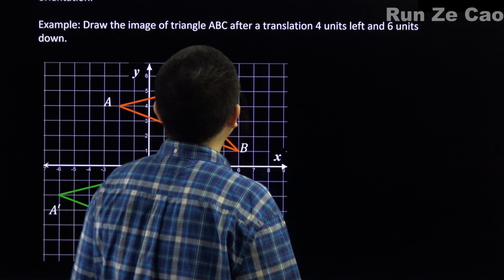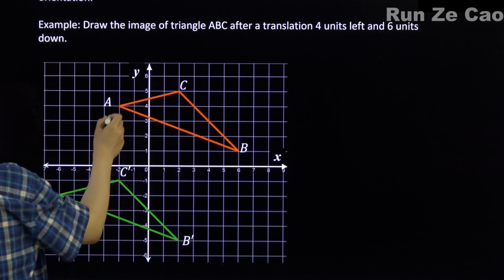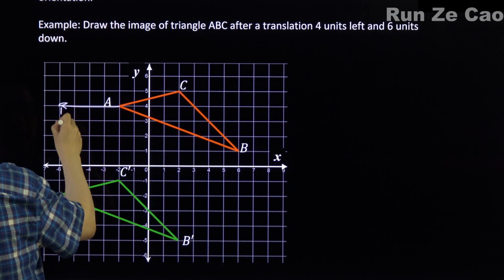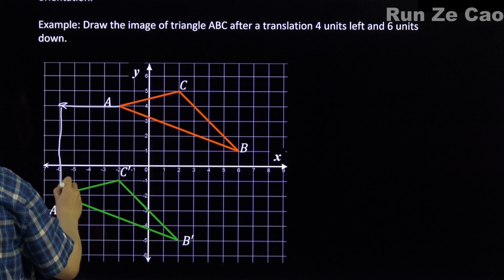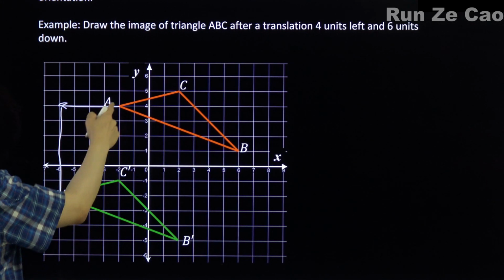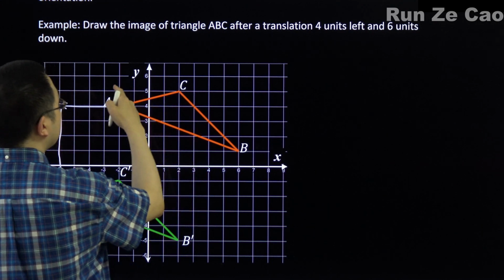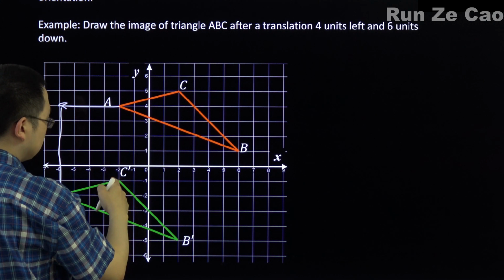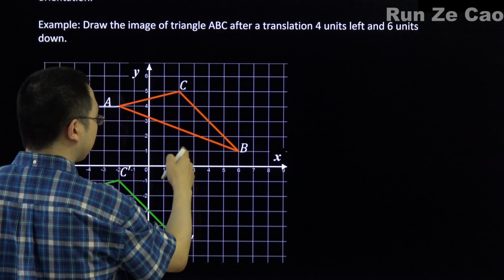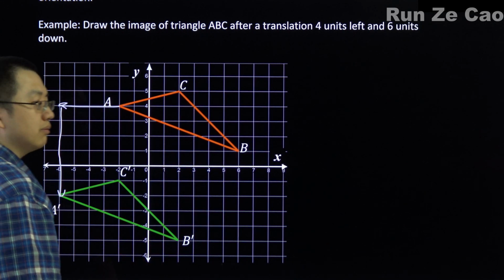So let's say we have triangle ABC and we translate it 4 units left and 6 units down. A is translated that much, specifically. And C is translated the same amount to C prime. B is translated the same 4 units left and 6 units down to B prime.